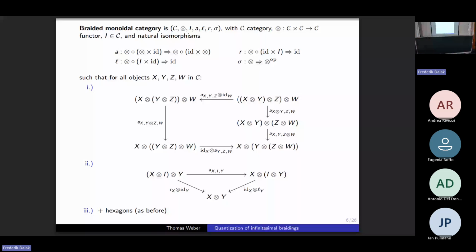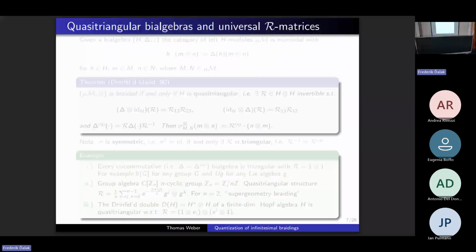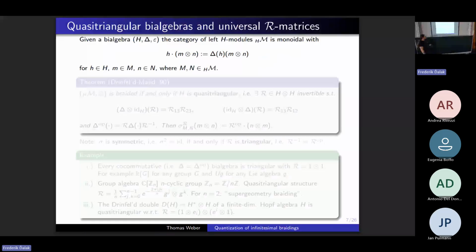Okay, now back to the algebra side. So this was the category side, where we had braided monoid categories, and I claimed on one of the motivating slides that braided monoid categories are the same thing as quasi-triangular bialgebras. In what sense is this true? So if you have a bialgebra, so an algebra where you have also a coproduct delta and a co-unit epsilon, and those are algebra morphisms, then your category of left modules, we write as HM, becomes a monoid category.